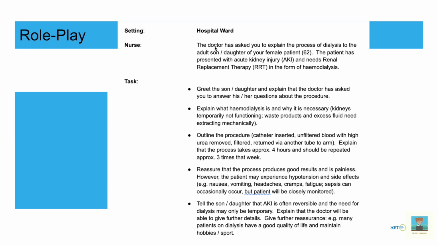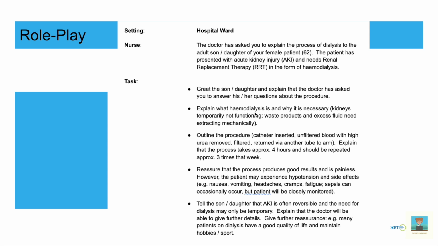Remember, you'll always be dealing with an adult in the OET. So even if they say son or daughter, it will be the grown-up, the adult son or daughter. So greet the son or daughter and explain that the doctor has asked you to answer his or her questions about the procedure. So this is an interesting task. You're not dealing with the patient directly, but you're dealing with the patient's son or daughter. And quite often you have to do this. Quite often the family has lots of questions for you as well. And this is what this task is practicing.